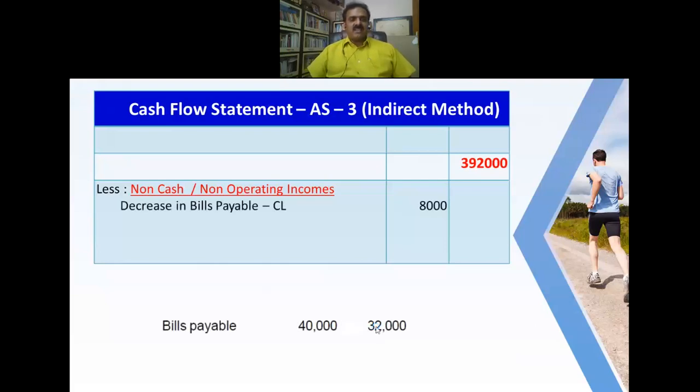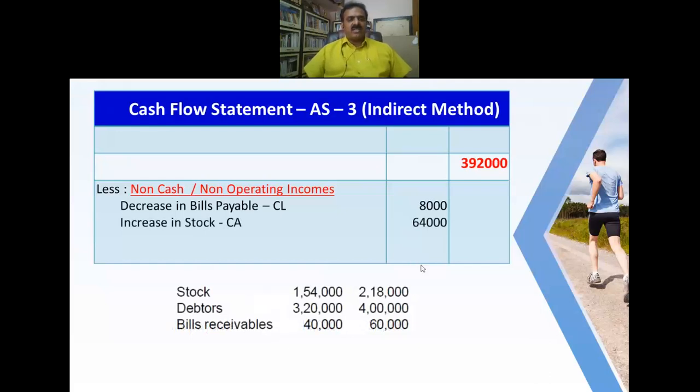So there are three items. One is the bills payable. As the current liability position is decreased from 40 to 32, 8,000 rupees is decreased, and the decrease is to be taken as minus. The stock position is increased, that is to say stock from 1,54,000 to 2,18,000. Stock, debtors, bills receivable, all three current assets have increased. So any increase in current asset is to be deducted. So 154 to 218, 320 to 4 lakhs, 40,000 to 60,000. All three current assets were increased.